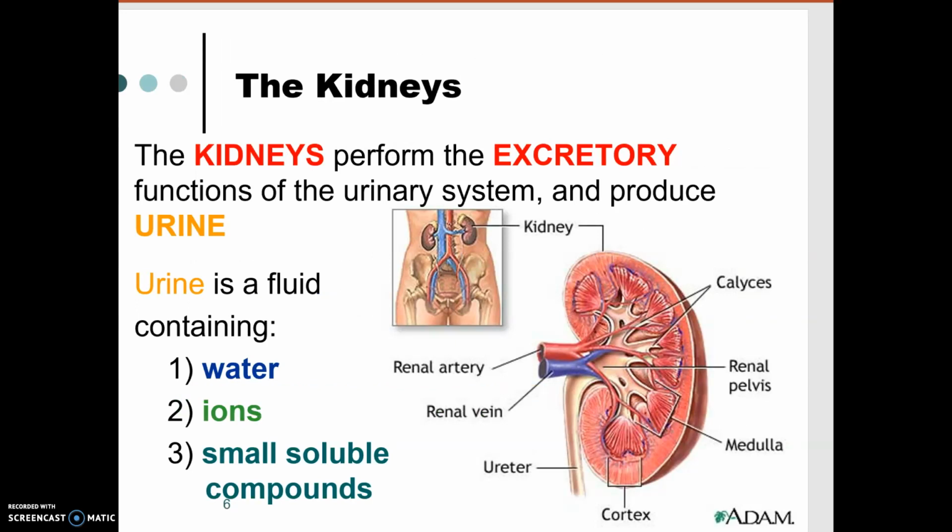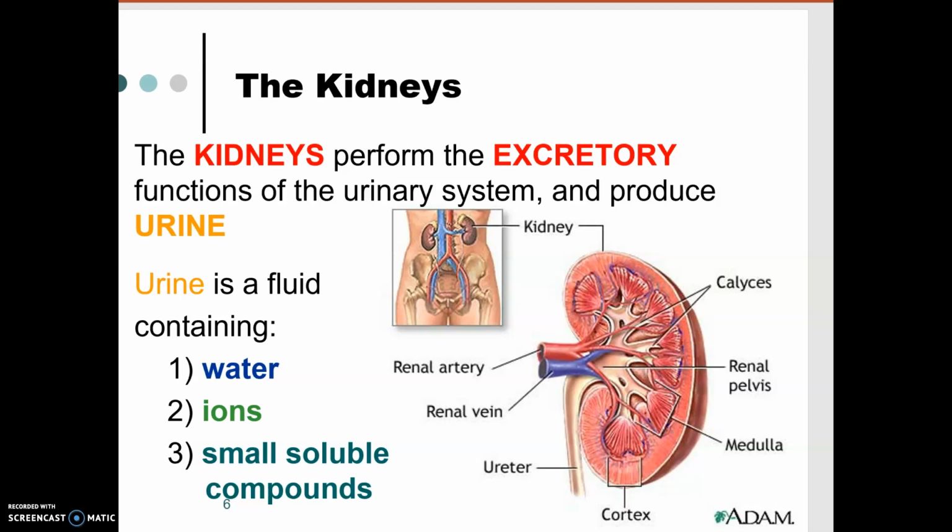Alright, so the kidneys are, like I said, the major organs of the excretory system, and their function is to produce urine. Now, urine is a fluid. We produce this every day. It's basically a byproduct of filtering our blood and removing things that we don't necessarily need, depending on our metabolism during that particular time.